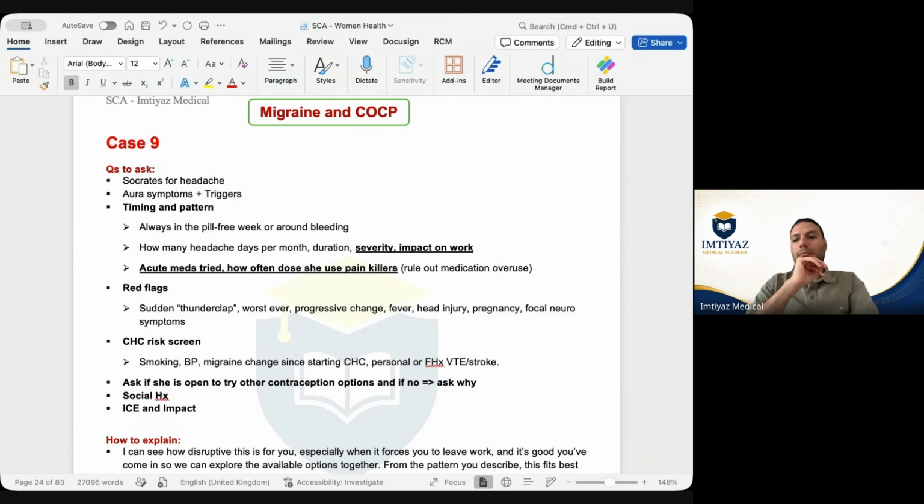What we are having here: a lady who is taking combined oral contraceptive pills and she doesn't take it back to back. What she does, she takes it 3 weeks on, and then she takes 1 week off. The problem is during this week, when she doesn't take the tablet, she starts to have very, very bad migraine without aura, because you need to ask about aura. And if you forget to ask about aura in this case, you will fail the station.